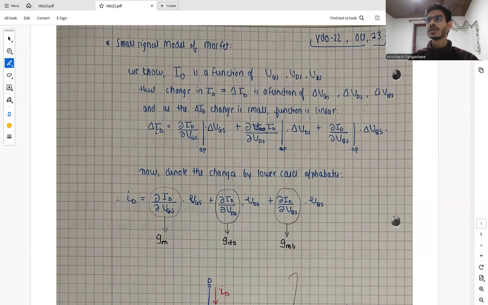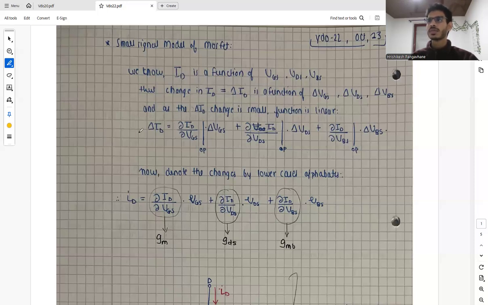In this video, we will see the small signal model of a MOSFET. We know that ID is a function of VGS, VDS, and VBS when there is no small signal increment. Thus the change in ID due to small signal increment is delta ID, which is a function of delta VGS, delta VDS, and delta VBS, obviously. And as the change in ID is very small, the function is linear.